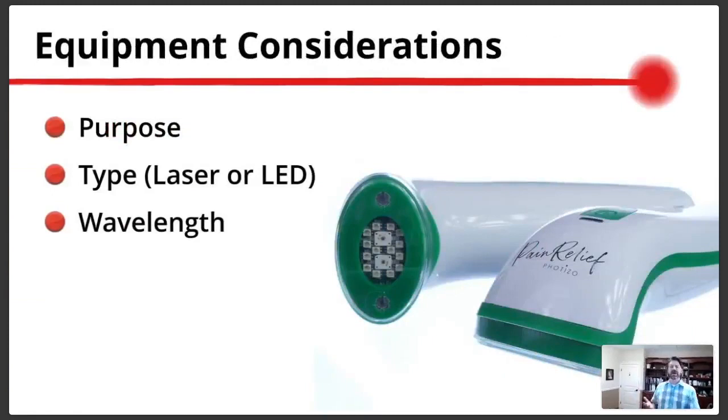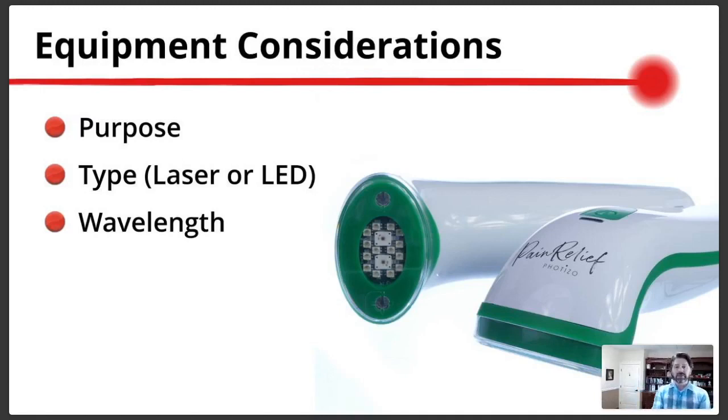So let's talk about equipment and how to choose the right kind of equipment for what you're hoping to accomplish. First of all, you've got to think about purpose. Are you trying to treat for pain control? Are you trying to treat for cosmetic? Are you trying to treat for infection? Today's webinar, we're focusing on pain control. And so I'm going to talk specifically about treating pain and using light as an adjunctive therapy in treating pain.